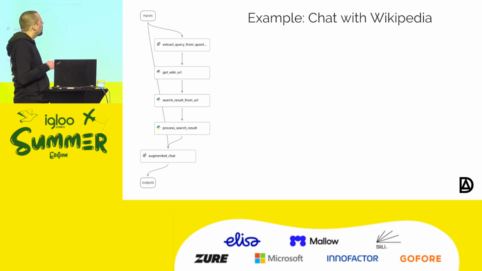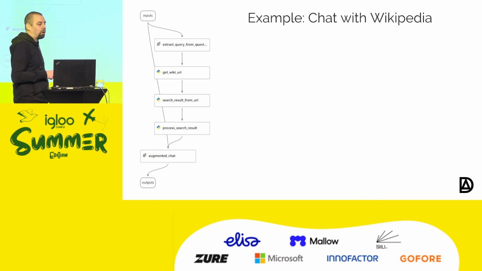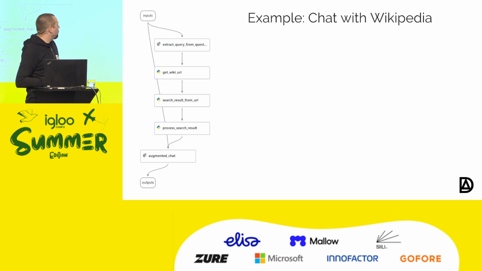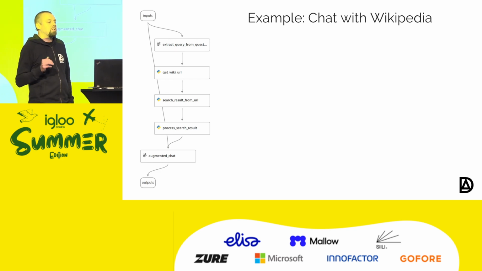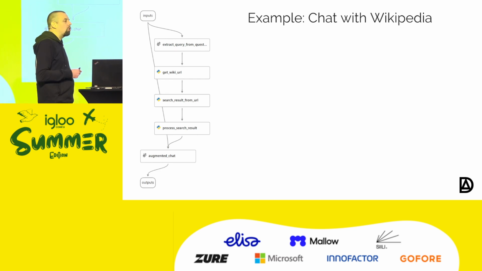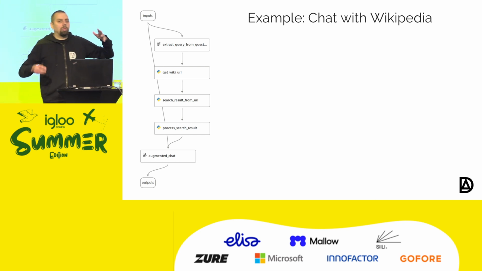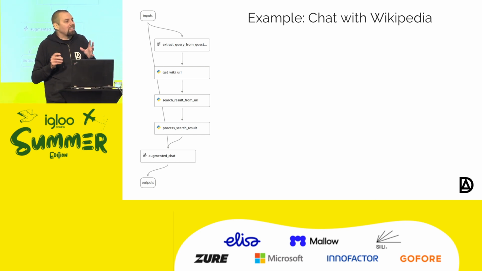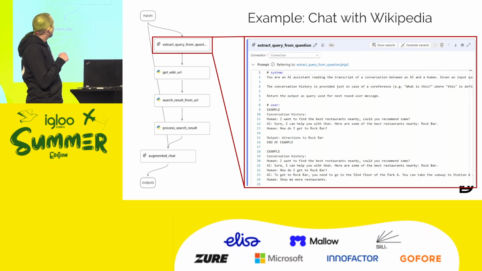Then we have get wiki URL, which essentially means it formats a Wikipedia search URL that contains the search keyword found by the LLM. Search result from URL picks up the Wikipedia pages related to this search, and then process search result composes a unified search result for that. Then we have this part called augmented chat, which is the typical RAG prompt. So it picks up the Wikipedia source information and the source links, and then asks the model to answer the user's question.